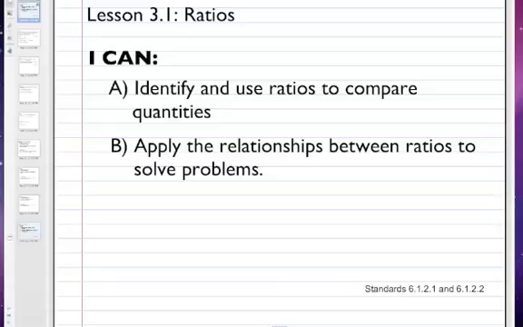Tonight we are working with ratios. We have two objectives. The first is to identify and use ratios to compare quantities, and the second is to apply the relationships between ratios to solve problems. So let's go ahead and get started.